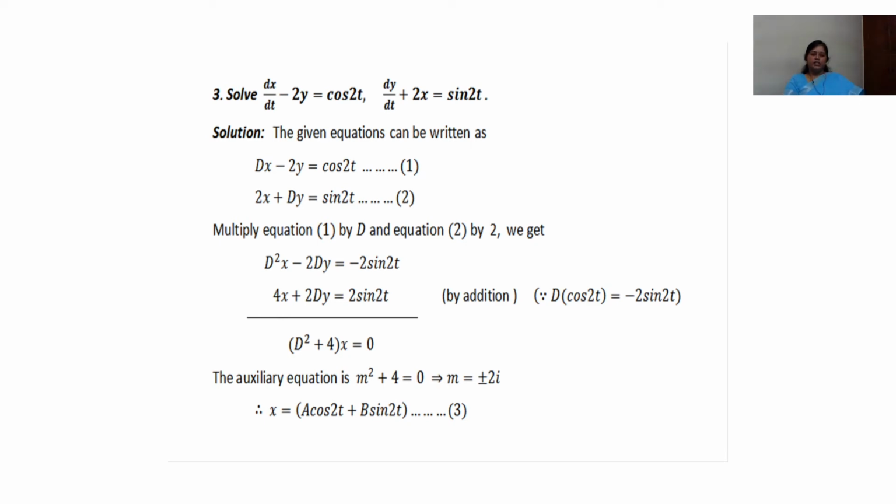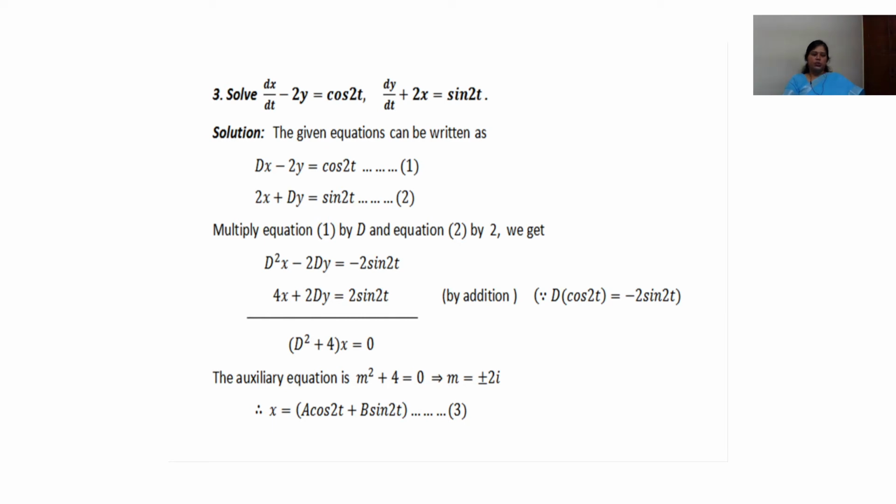Now multiply equation 1 by D and equation 2 by 2, and we will get D square x minus 2 into D into y is equal to D of cos 2t. That means the differentiation of cos 2t is minus 2 sin 2t. Then the second equation has to be multiplied by 2. That's why we are getting 4x plus 2 Dy is equal to 2 sin 2t.